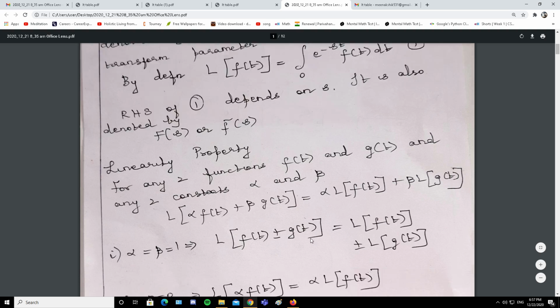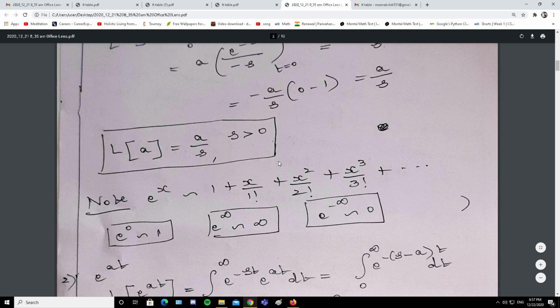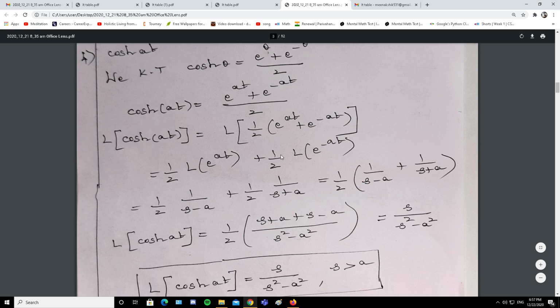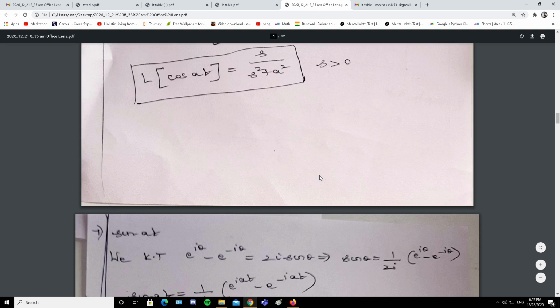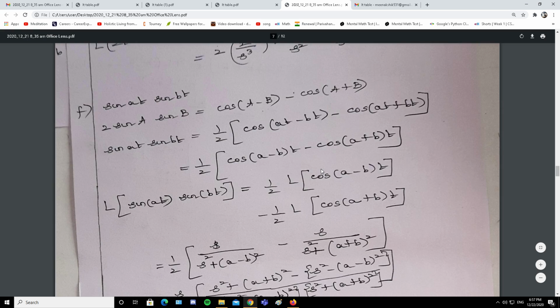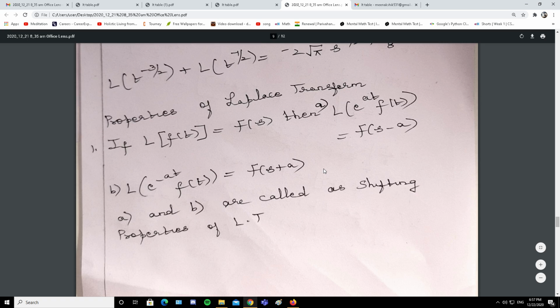Then I discussed the linearity property, and you should remember the proof of all the standard functions, and you should know by heart the Laplace transforms of standard functions you will be using in problems. In today's class I will discuss the properties of Laplace transforms, and a few problems in finding the Laplace transform using the properties. So the first one is the shifting property.